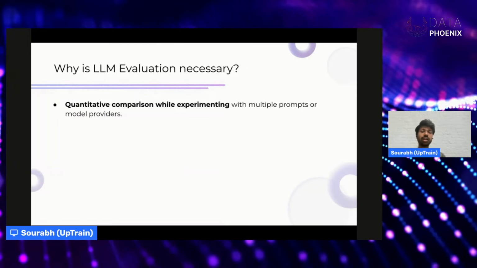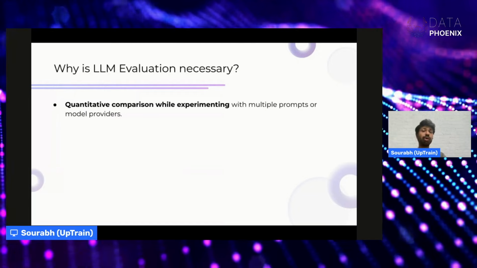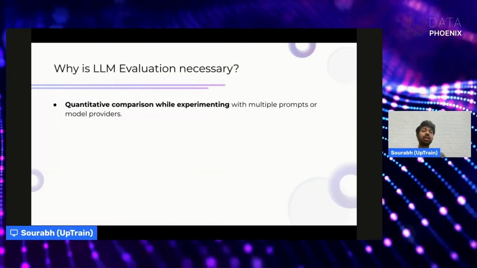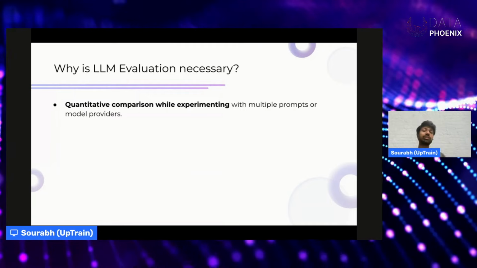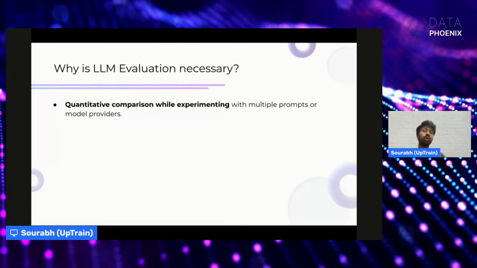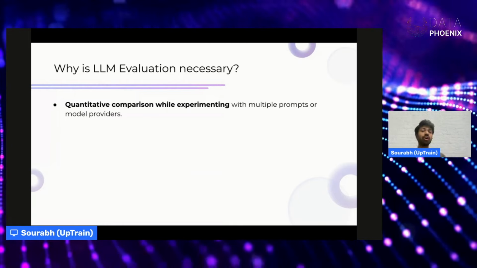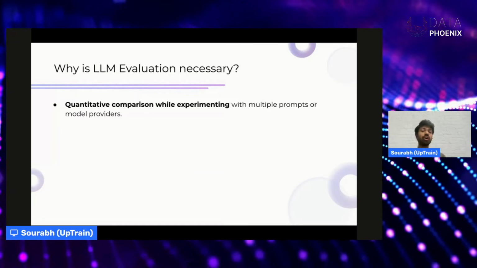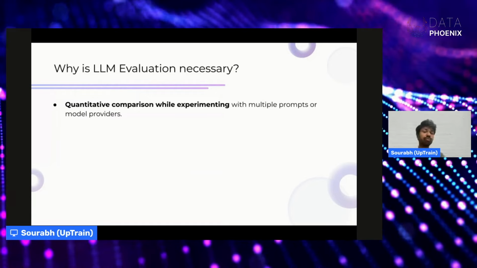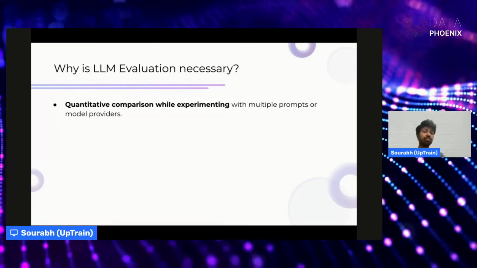Firstly, as I mentioned earlier, if you are experimenting with multiple prompts, if you are experimenting with multiple model providers, having a robust evaluation pipeline helps you to make quantitative comparisons between your original model and the new model. You no longer have to just manually skim through the responses. If you have a robust evaluation, you can generate some numbers, some metrics, and make a judgment call based on that, in terms of which prompt is working better for your use case.